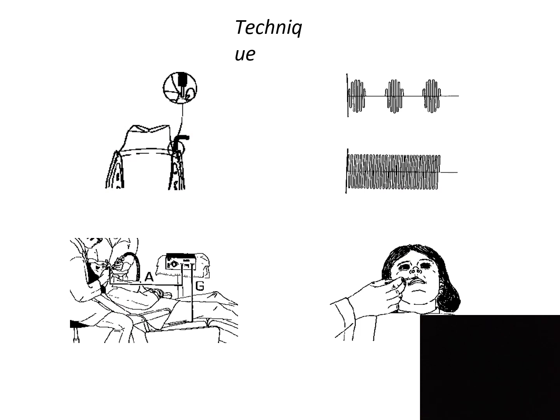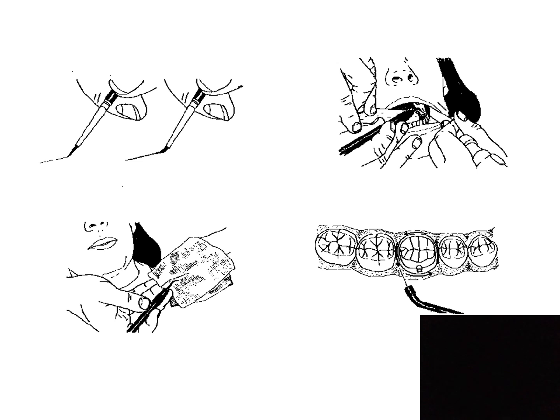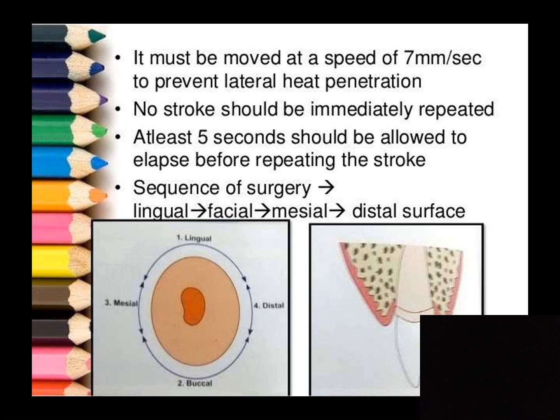This is the technique followed for gingival retraction using electrosurgery. The cord is selected, and after that a 1 MHz electrical current is passed using the motor present on the electrosurgical apparatus. The electrode must be moved at a speed of 7 mm per second to prevent lateral heat penetration, no stroke should be immediately repeated, and at least 5 seconds should be allowed to elapse before repeating the stroke. The sequence of surgery is to start from the lingual side to the facial, mesial, and then the distal surface.